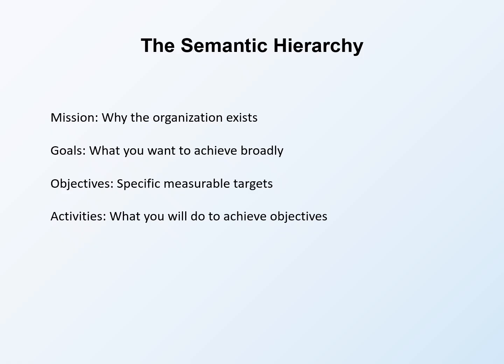Multiple objectives may serve a single goal. Objectives specify measurable targets. They translate goals into verifiable commitments. Objectives tell funders exactly what you will accomplish. Activities describe what you will do to achieve objectives. These are the actions, interventions, and services that produce results. Activities serve objectives, which serve goals, which serve mission.